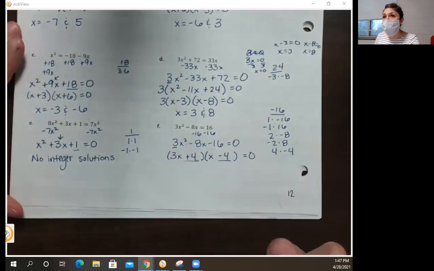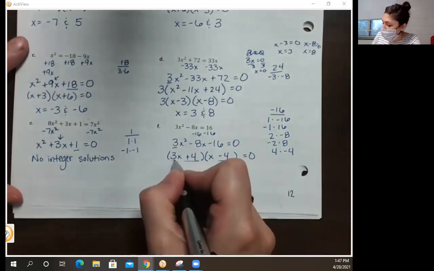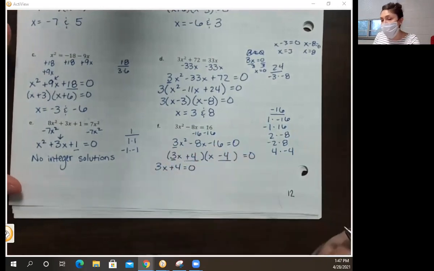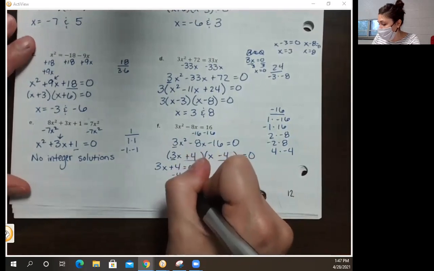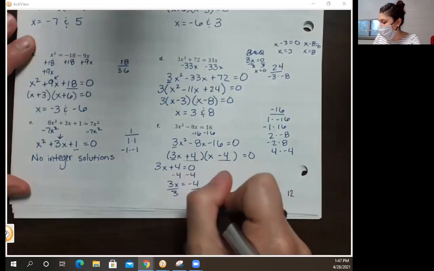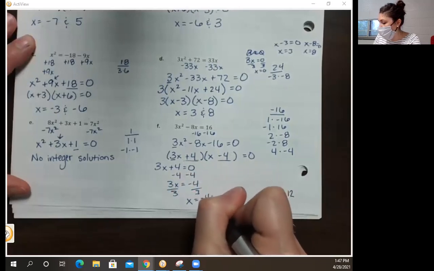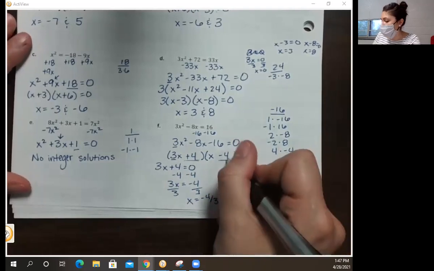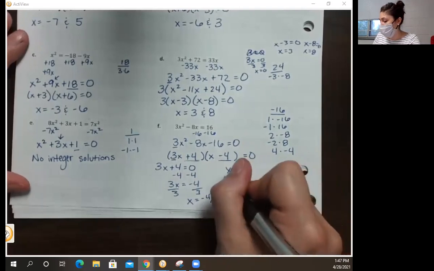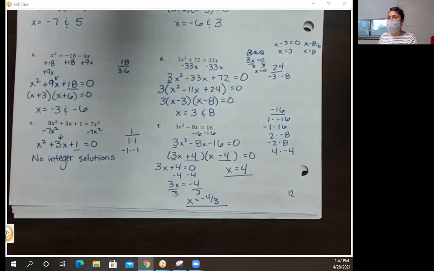Now that I have my factored form, let's find our solutions. Since we have a number in front of x in this factor, remember that means that I've got to set it equal to 0 and finish solving for x. So I get 3x equals negative 4. And then x equals negative 4/3 for my first solution. For my second solution, I would have x equals 4. Questions on our last example?